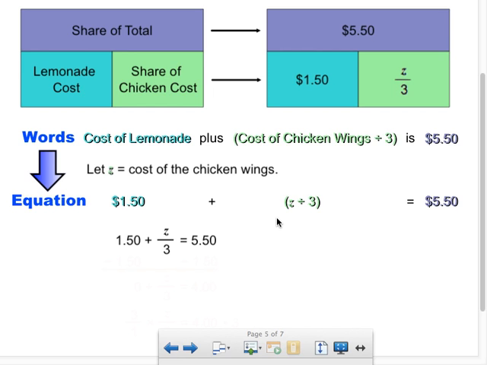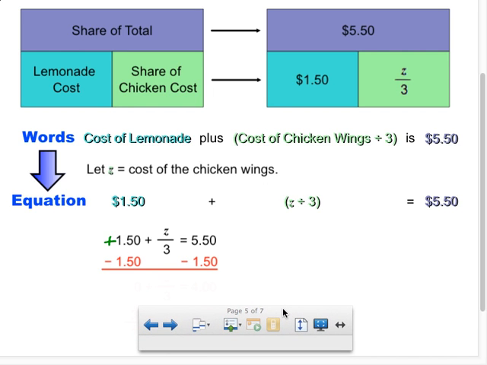Can somebody tell me what the first step's going to be? Lopez, what's the first step? Nice. So some students got hung up on this problem until I did this. Remember, if you don't have a sign in front of something, it's plus, right? And so you subtract. What did you subtract? So you subtract $1.50 from both sides, right? Okay, when we subtract $1.50 from both sides, what does my equation become? 0 plus z over 3 equals $4.